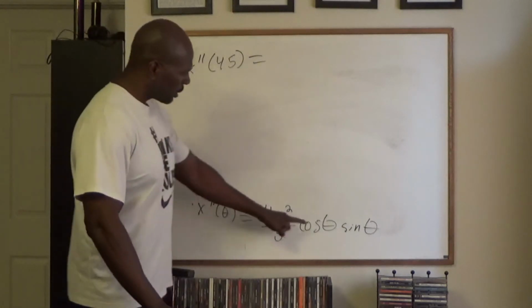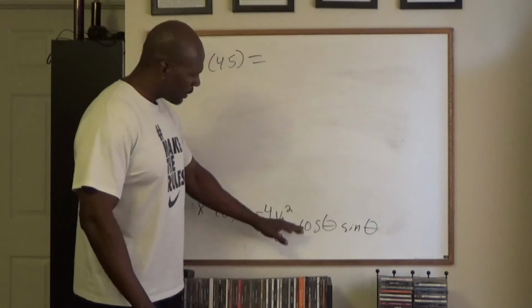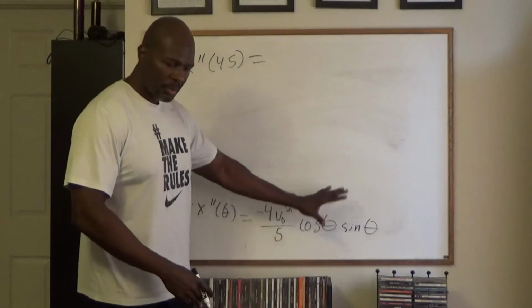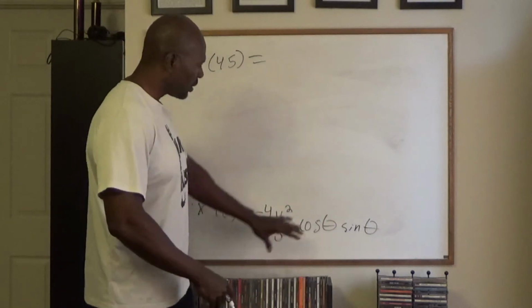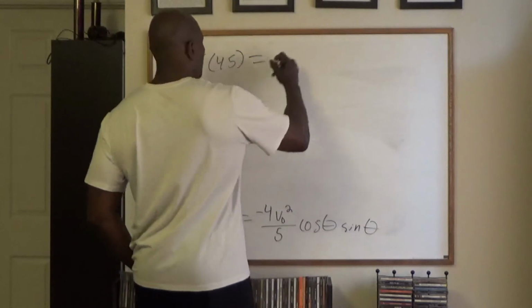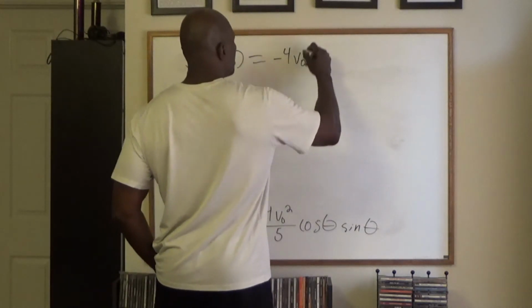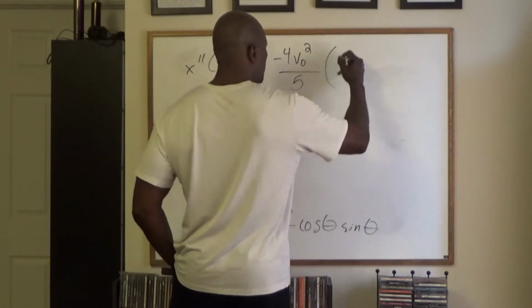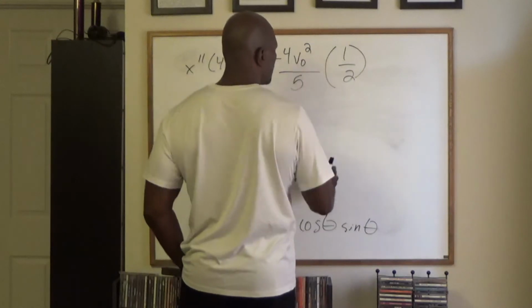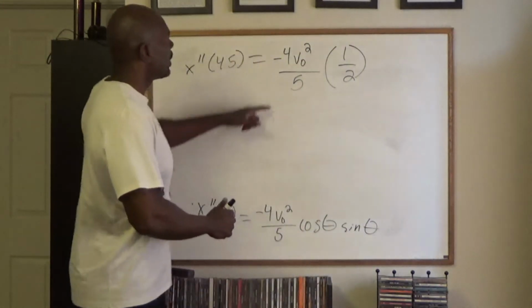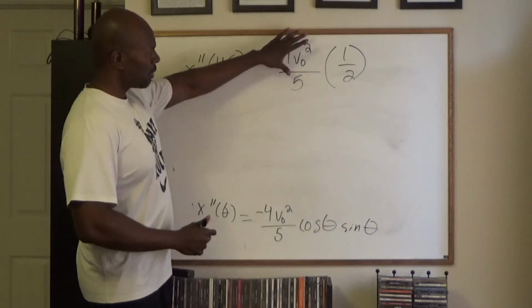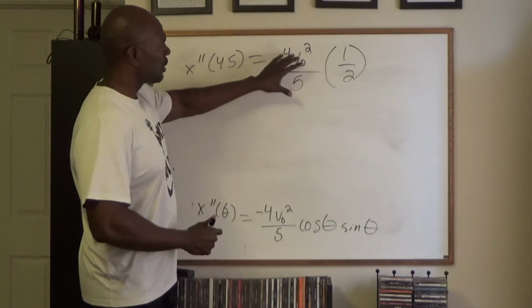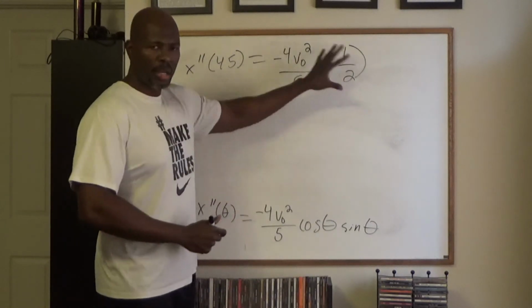All right, so the only calculation is here. And again, this is 1 over the square root of 2 times 1 over the square root of 2, or the square root of 2 over 2 times the square root of 2 over 2. However you want to think about it, you're going to get positive 1/2. So you're going to have negative 4 v naught squared over 5 times positive 1/2. Again, v naught squared is going to be positive, but it's being multiplied by negative 4. So this number is negative and this number is positive. So their product is negative.